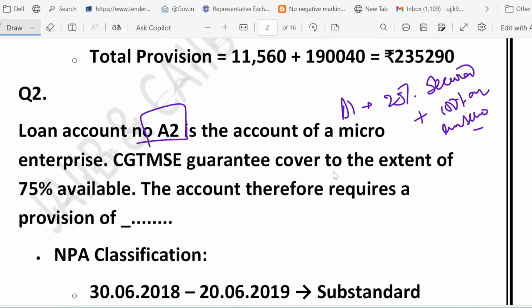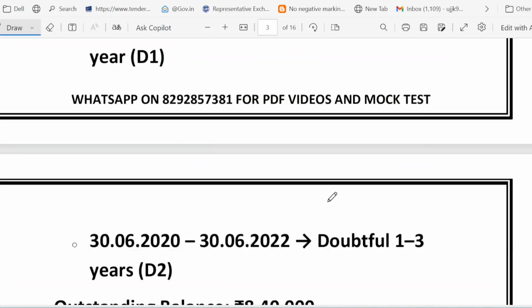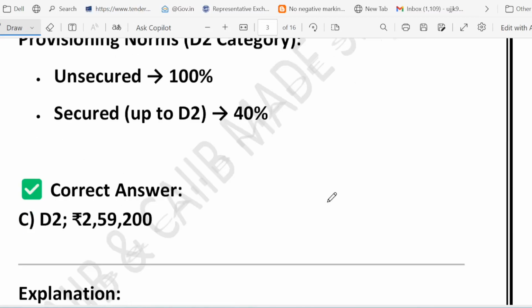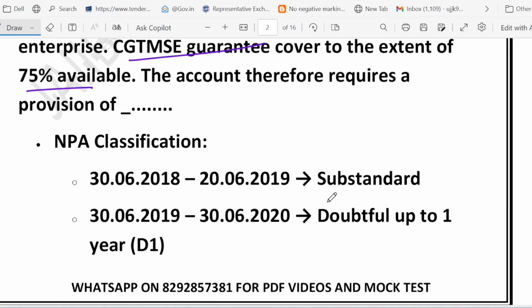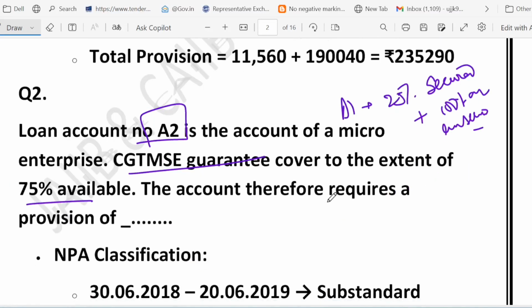You will be able to get exposure to every type of question that is possible based on provisioning. And in the examination, 5 marks case study were there based on provisioning. So the question is CGTMSE guarantee, they have given 75%. Now let's see which category this falls in and how much provisioning we require. That is all the question is all about.